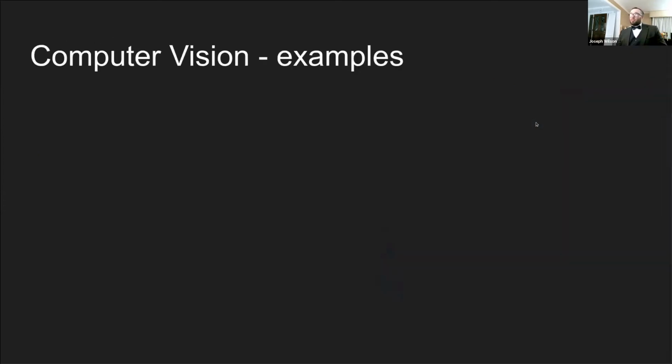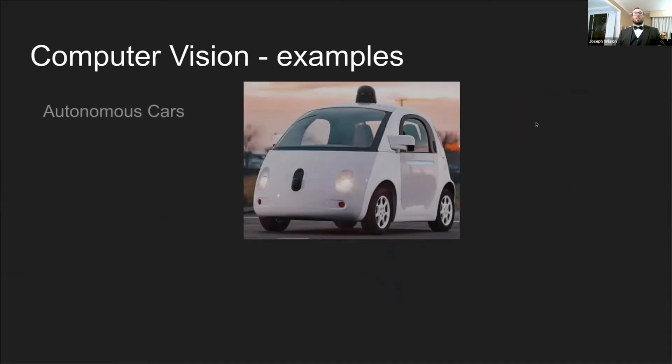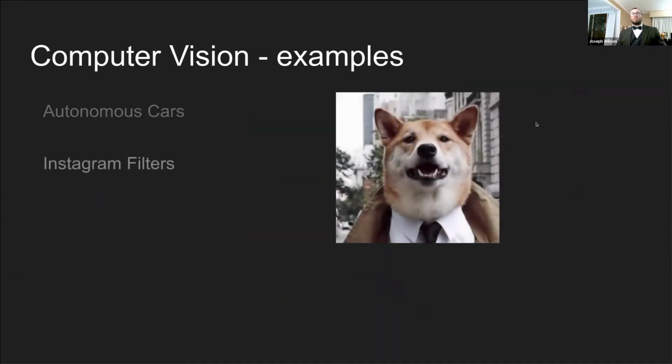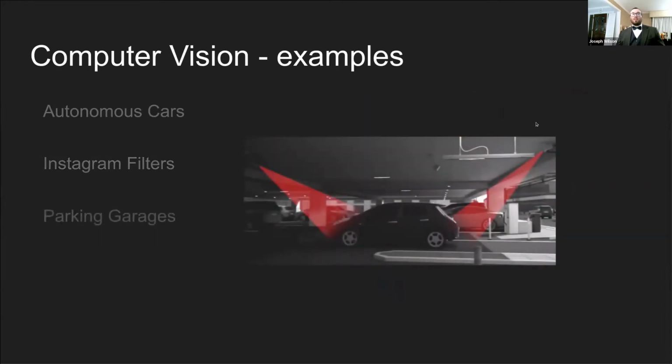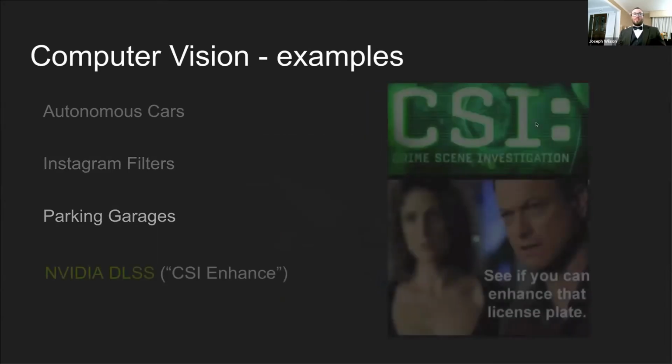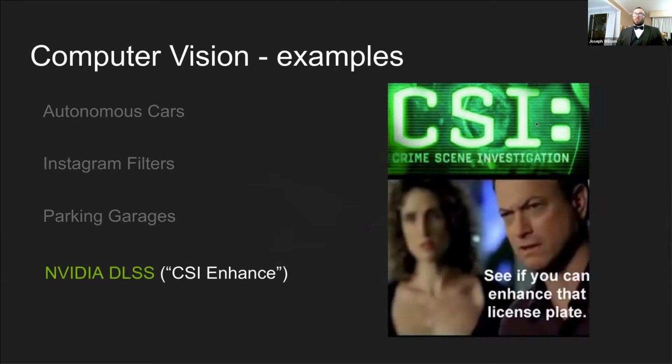Now, some quick computer vision examples, some of which you'll already be familiar with. Autonomous cars, Instagram filters, parking garages, and deep learning supersampling, or some of you will simply know it as the CSI Enhance.